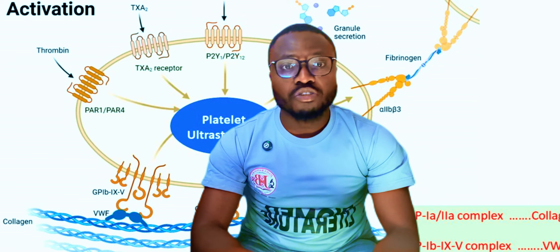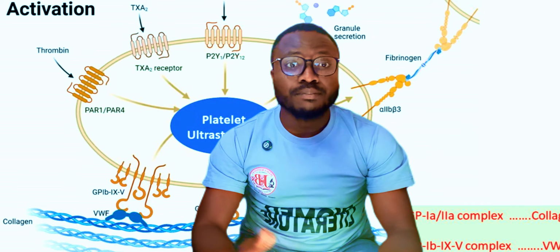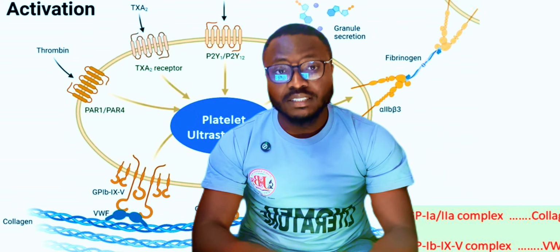The topics that we're going to treat today are the hemophilias A, B, and C. And I'm going to explain the different types of von Willebrand disease as well.